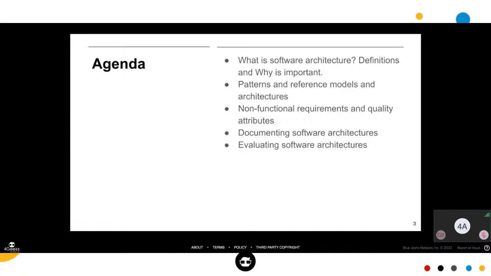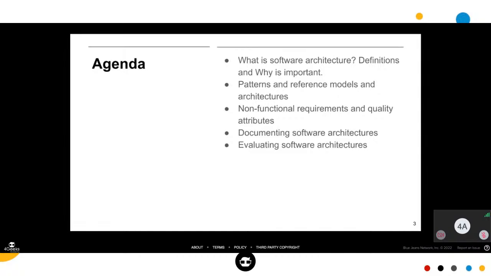software architecture. Then we are going to talk about patterns and designs, pattern reference models, software architecture patterns, then quality attributes. And finally, this is just small topics about documenting software architectures and evaluating software architecture.